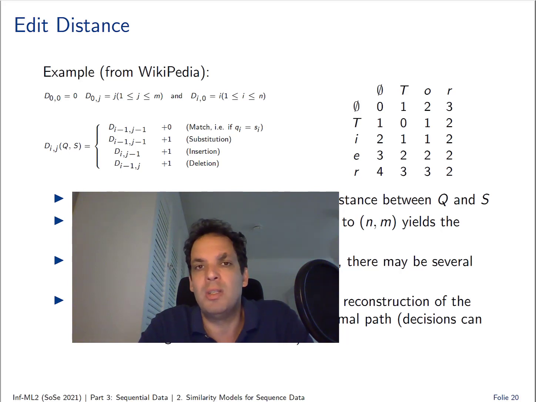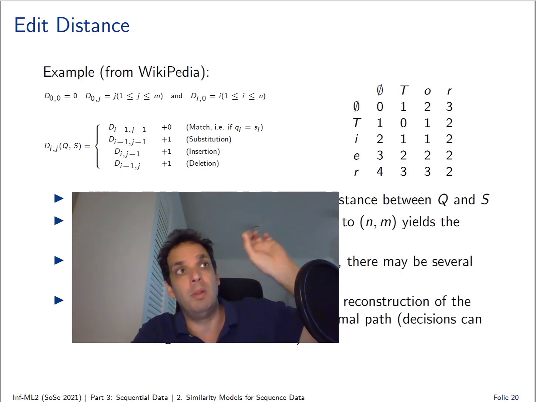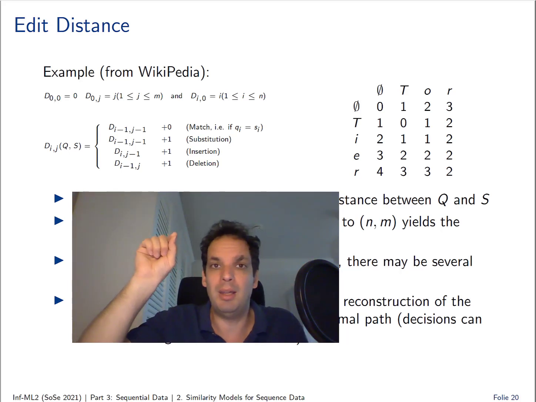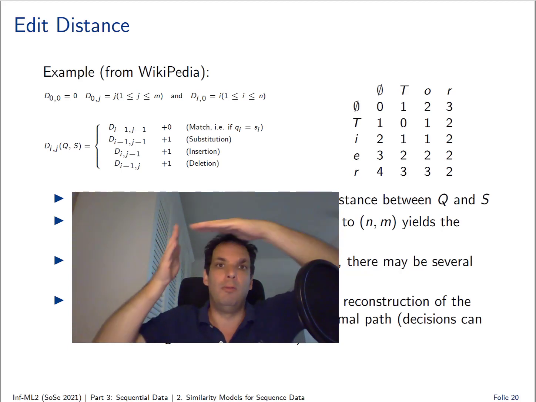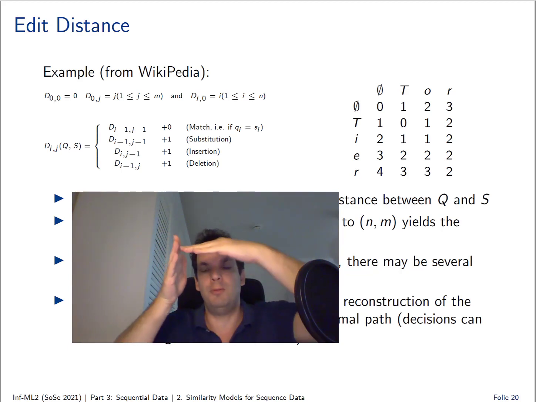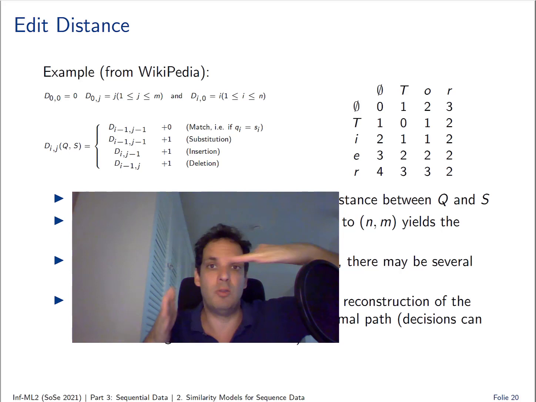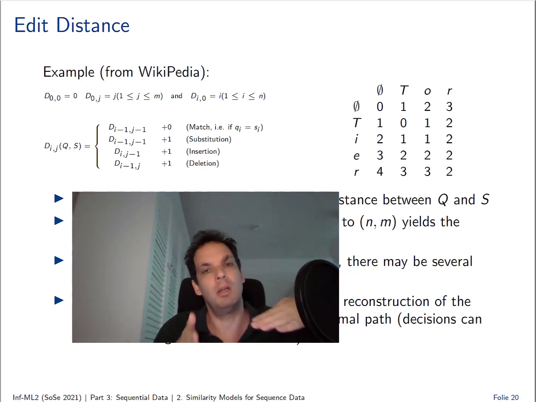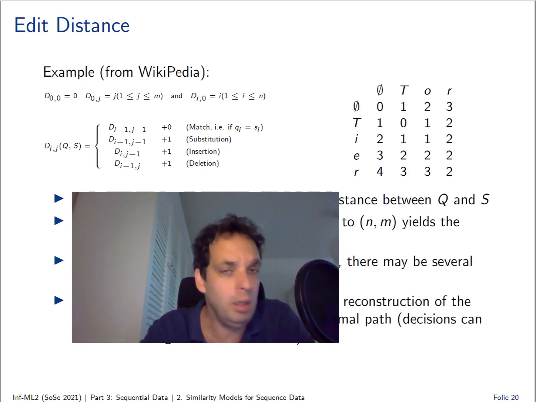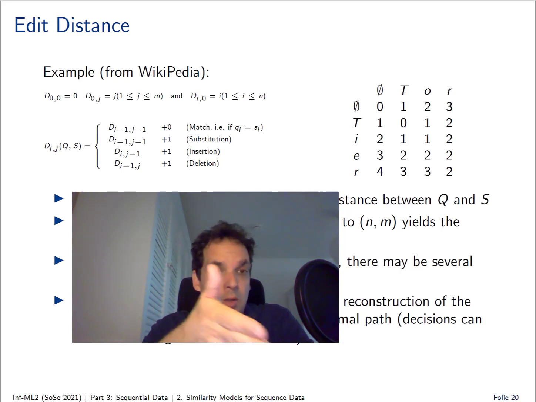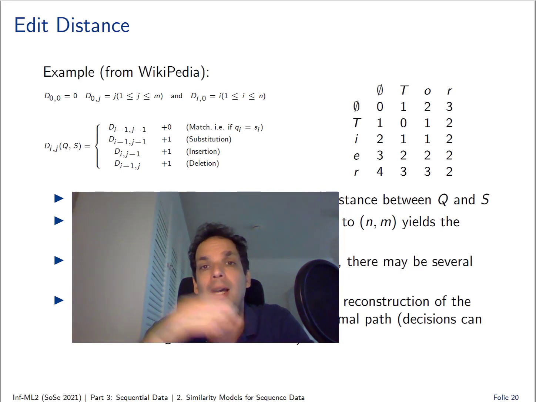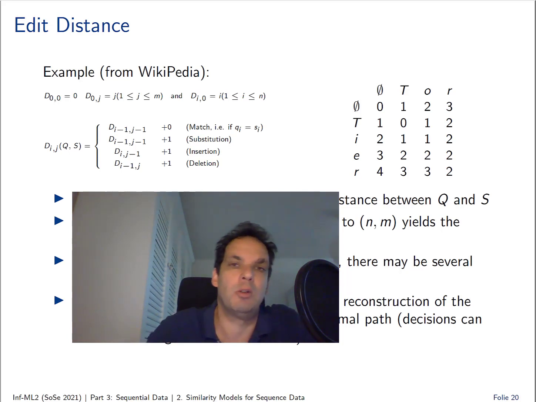And once again, we can just start at the top left, and then fill in the first row, first column, then the second row, second column, third row, third column, and so on and so on. And at the very end, according to this closed formula here, we have the edit distance in the lower right corner.